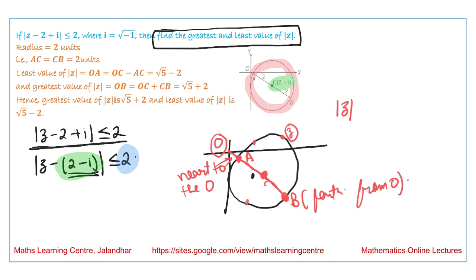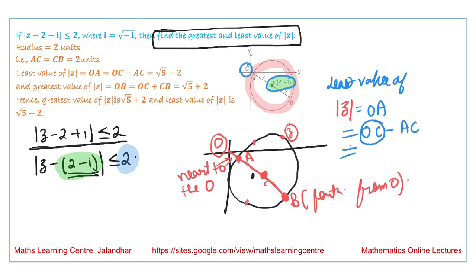So when we talk about this nearest point and want to calculate the value of mod z, we are saying the least value of mod z will be equal to OA, that will be equal to OC minus AC. Now the value of OC is the distance of the origin from the point 2 comma minus 1, so the distance will be square root of 5, minus the distance AC, which is the radius of this circle, given to be 2 units. So the least distance, OA, is equal to square root 5 minus 2.